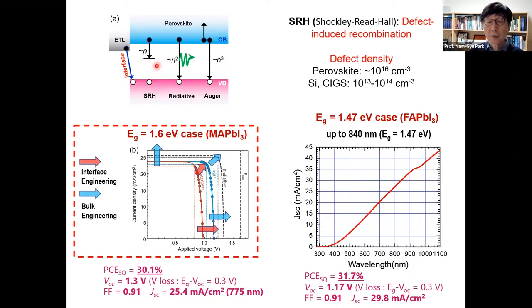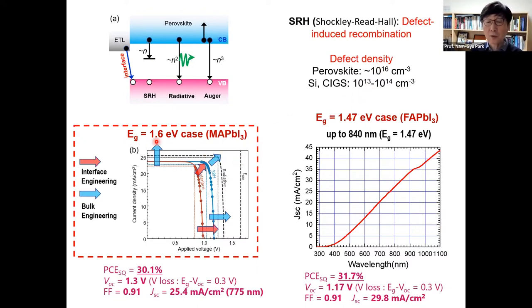For instance, if we have some trap state here in bulk perovskite, then we have the defect-induced recombination issue, or the non-radiative recombination. So we have to reduce non-radiative recombination. Even though this material is defect tolerant, the perovskite has a higher defect density than silicon and gallium arsenide, but if you consider the trap density, the perovskite is much lower than silicon and CIGS. In spite of the low trap density, we have to decrease the defect density further to reduce the trap density.